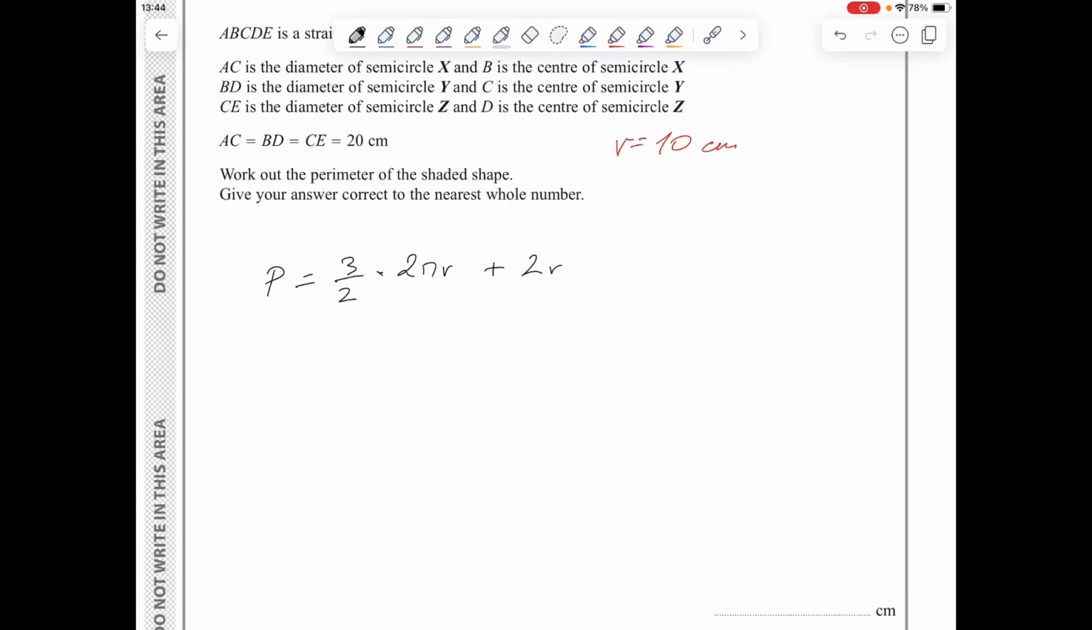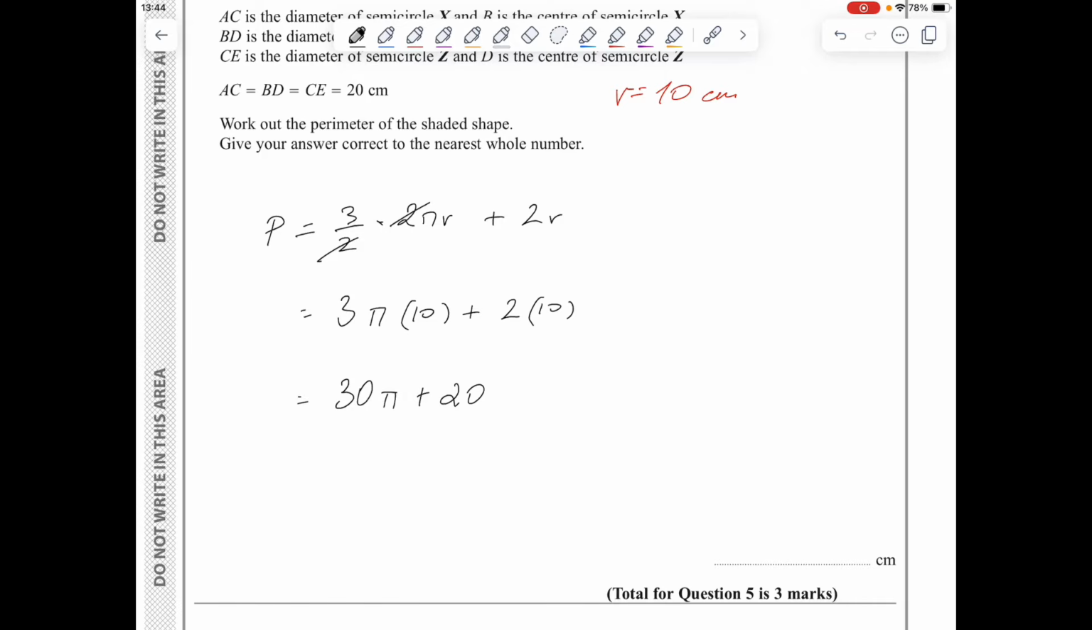Let's plug in the numbers. Note that the 2 and the 2 here cancel out. So I get 3 pi times 10 plus 2 times 10. This simplifies to 30 pi plus 20. We want our answer to the nearest whole number. Put this in the calculator and you'll get an answer of 114 centimeters.